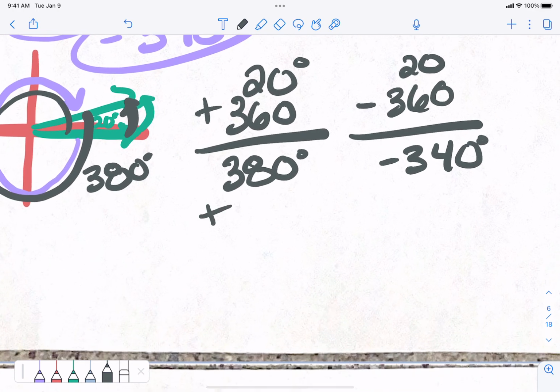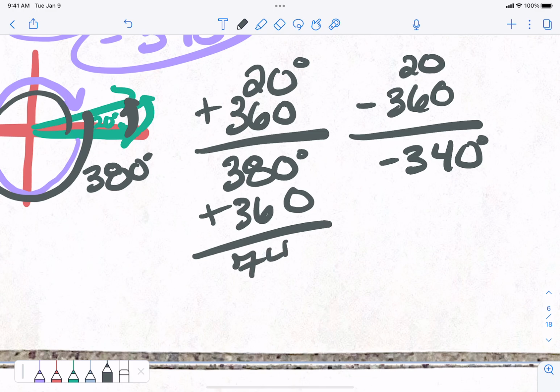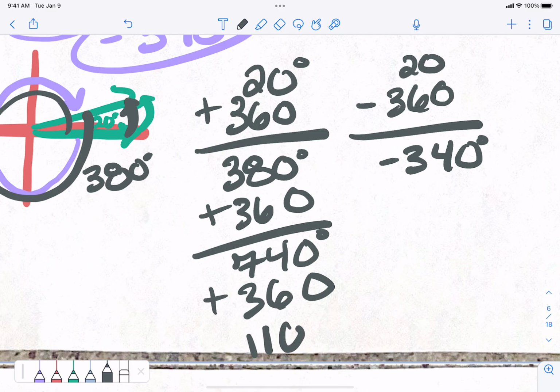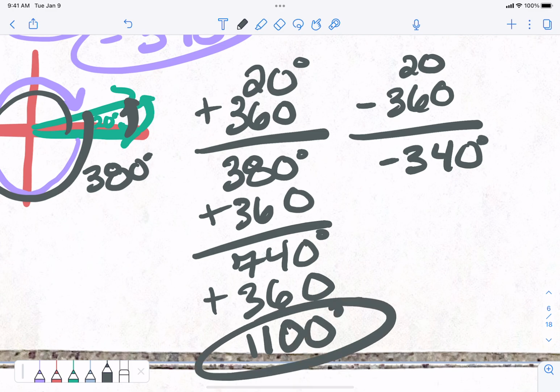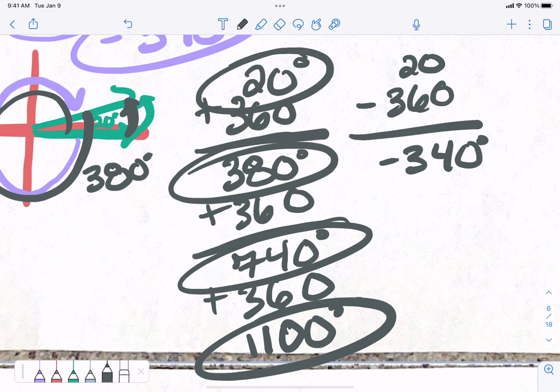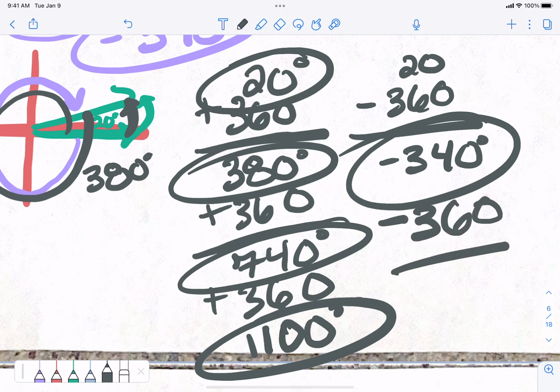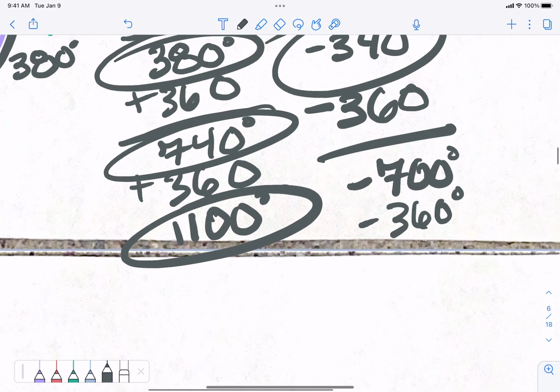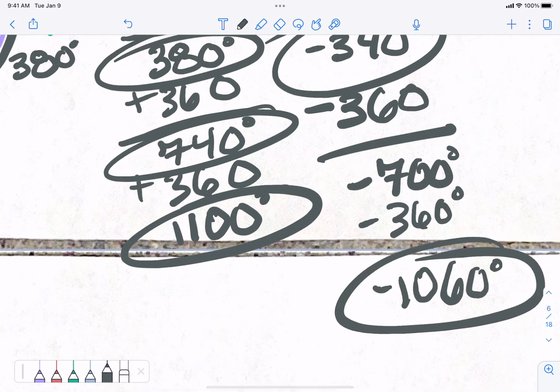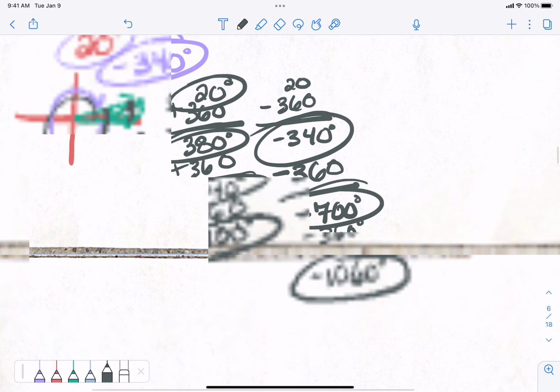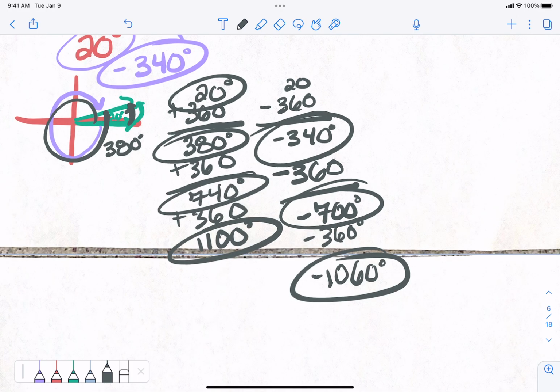Or I could keep going. I could start with my 380 and add 360. That's 740 degrees. I could add another 360. That is 1100 degrees, yeah? 1100 and 740 and 380 and 20 and negative 340 are all called coterminal angles. I could start with negative 340 and subtract another 360, which is negative 700 degrees. I could subtract another 360 and it could be a negative 1060 degrees, right? These are all more coterminal angles. So I could keep going and going and doing more flips on my skateboard. Heaven forbid I'm going to get dizzy and fall over, right?